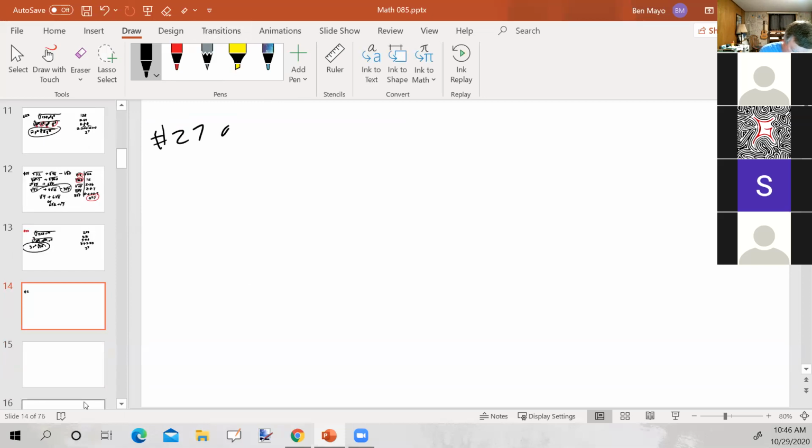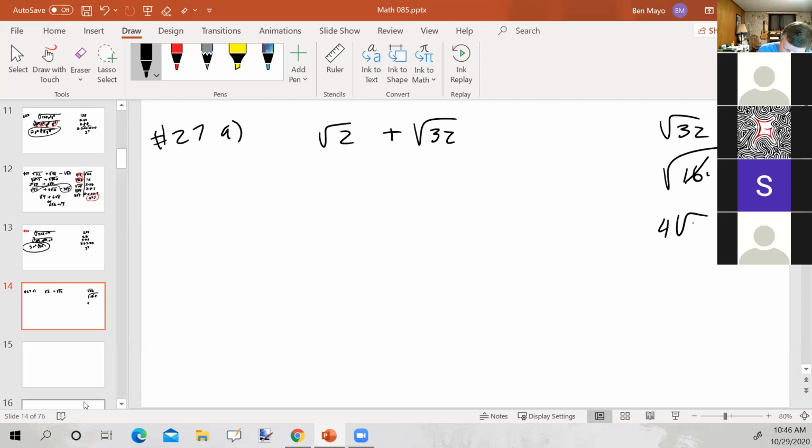Let's take a look at 27 part A. It says simplify each expression. We have the square root of 2 plus the square root of 32. Well, the square root of 32 is the square root of 16 times 2, and the square root of 16 is 4. So now we've got the square root of 2 plus 4 square roots of 2. Those are like radicals, so we get 5 square roots of 2.